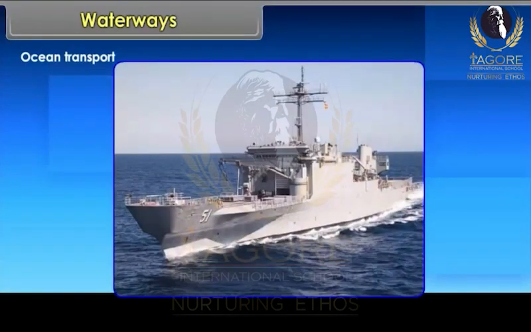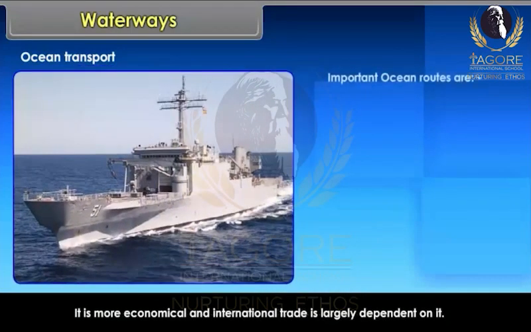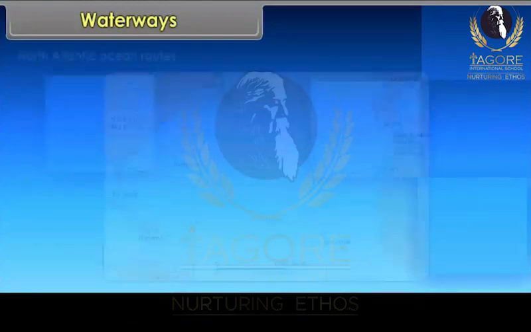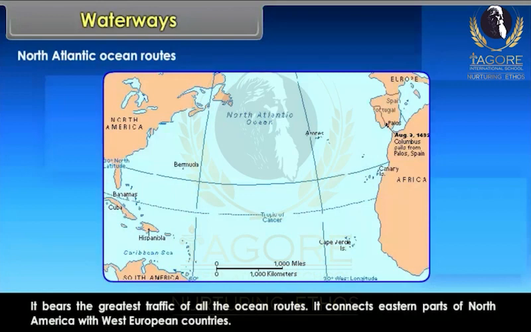Ocean transport. It is more economical and international trade is largely dependent on it. Important ocean routes are the North Atlantic Ocean route, the Panama Canal route, the Suez Canal route, the Cape of Good Hope route, and the South Atlantic route. North Atlantic Ocean route. It bears the greatest traffic of all the ocean routes. It connects eastern part of North America with West European countries.